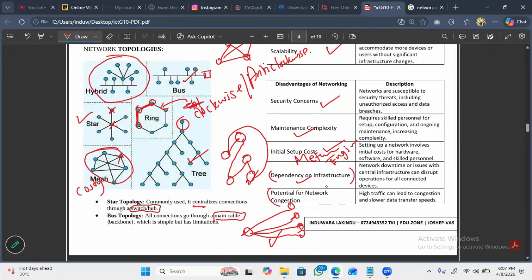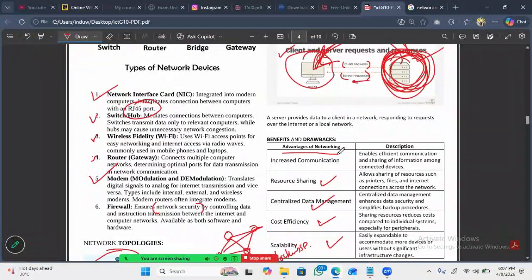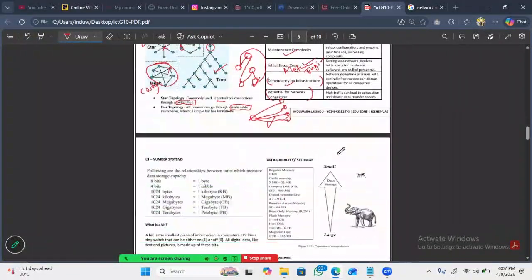And traffic, network congestion. That means when the user count increases and lots of users are using it, the network becomes slow. Like Facebook becomes slow when many people use it. I guess it's becoming slow. Networks also can become slow. These are some disadvantages. Up there we have advantages. That is nothing big. It's a very easy lesson.